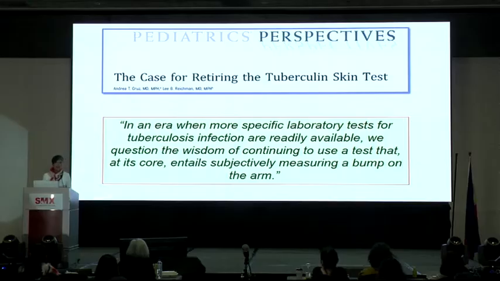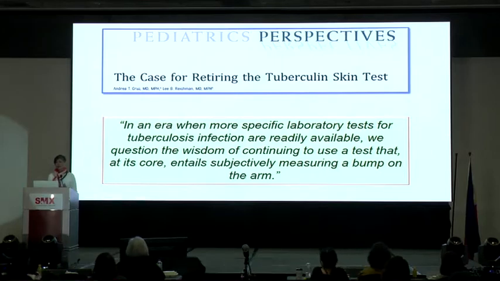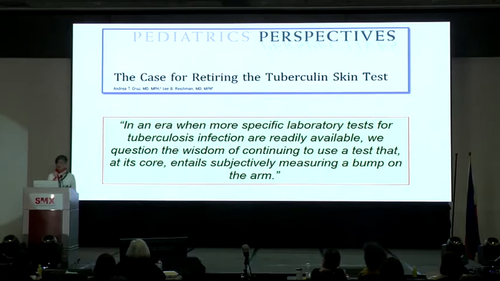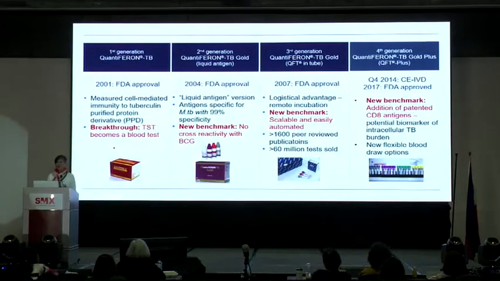In the United States, where I come from, we're actually talking about ending the use of the skin test. And this was a paper that came out by a very prominent key opinion leader on pediatrics, one of our national speakers, Andrea Cruz, talking about the case for retiring the skin test. They're basically saying, why are we using this old test that's not specific when you have a much more accurate laboratory-based test? So why are we still reading bumps on the arm? And that's our perspective and the perspective of many TB control programs.